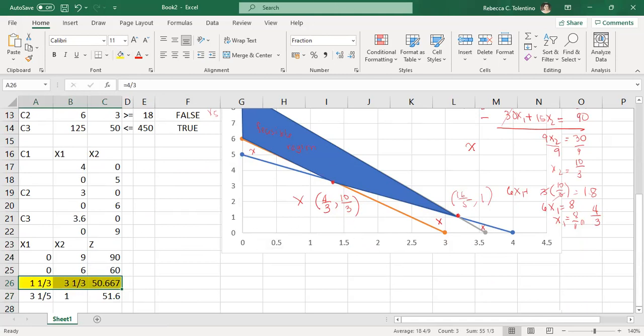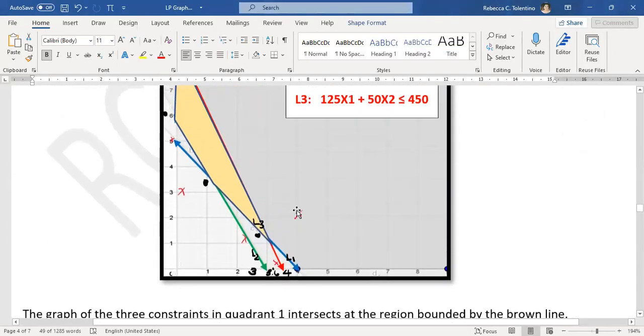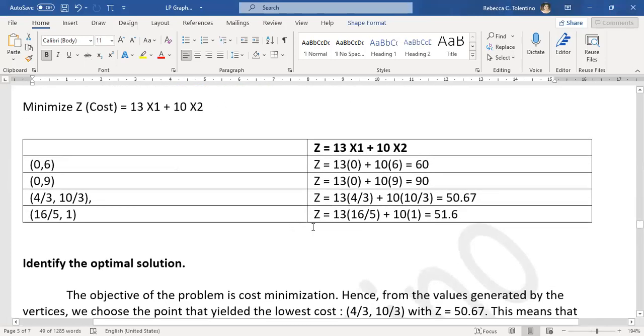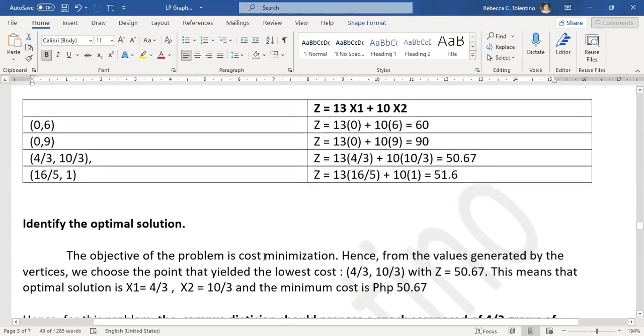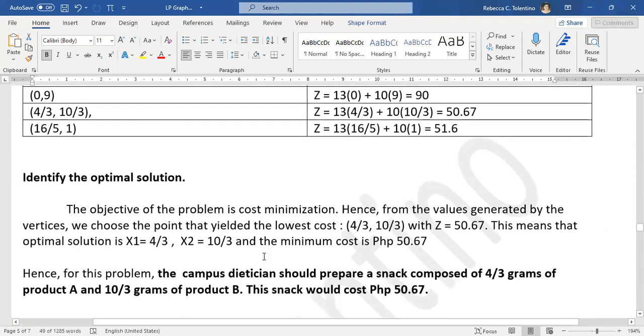Okay? So therefore, our solution is, okay, so going back to the problem. There's a summary of that, of the graph. Yun din naman yun. Okay, again, 50.67. So since 4/3, 10/3 is the point that gave us the lowest value, therefore the solution is the campus dietitian should prepare a snack composed of 4/3 grams of product A and 10 over 3 grams of product B. This snack would cost 50.67. Okay? Question, guys?